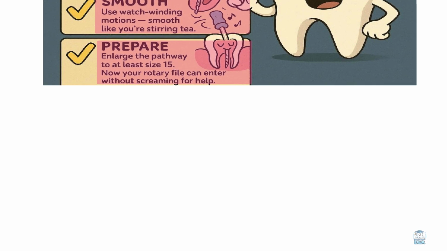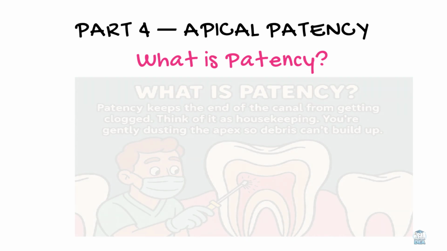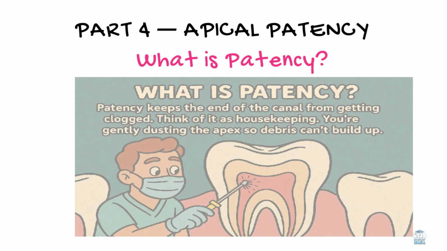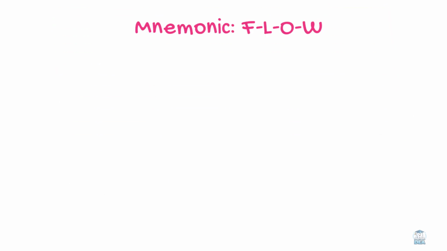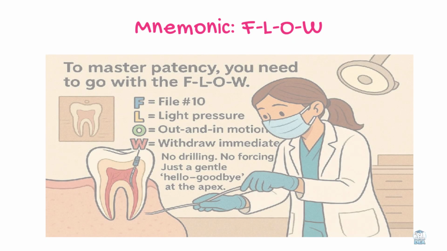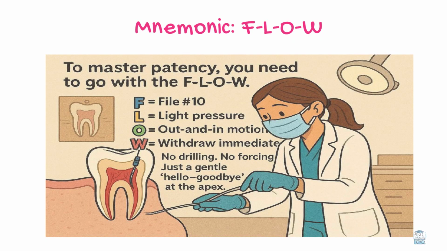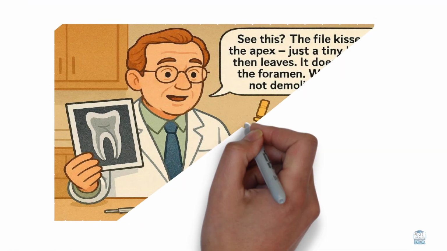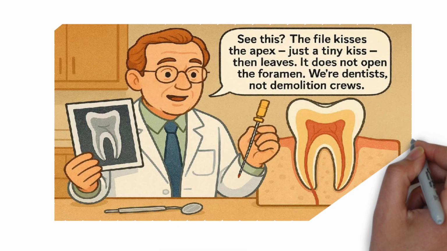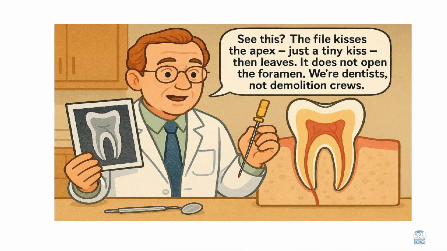All right, let's talk about apical patency. Patency keeps the very end of the canal open and free of debris. Think of it as light housekeeping, just keeping things clean for smooth instrumentation. To perform patency, remember FLOW. F, file number 10. L, light pressure. O, out and in movement. W, withdraw immediately. It's just a tiny kiss at the apex. You're not enlarging it, you're just saying hello and leaving.